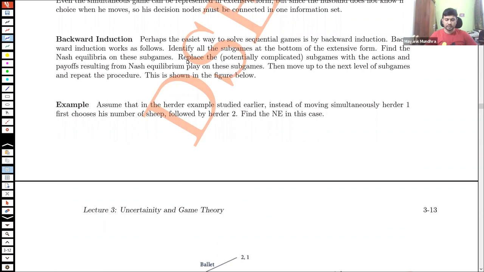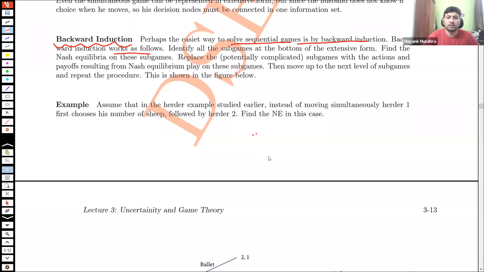All right. So, backward induction. Perhaps this is the easiest way to solve sequential games, and it will be by backward induction. How does backward induction work? Let us work with the help of an example to see how to do backward induction.